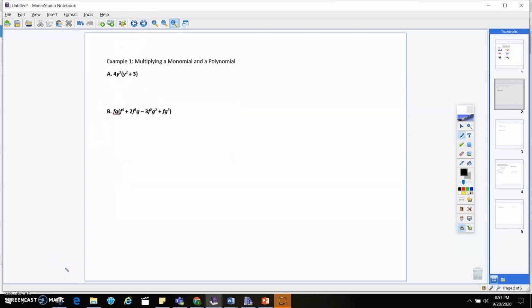All right, on number 1, we're going to multiply a monomial times a polynomial. So we're just kind of continuing what we did yesterday. But we're going to use some more variables, okay? So it's kind of like what we did yesterday, but again, more variables.